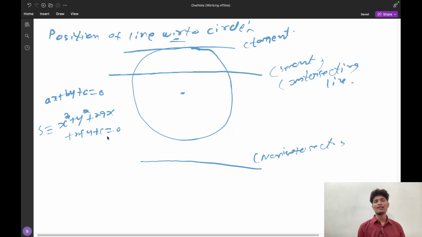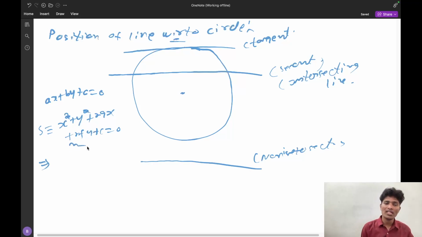In JEE Mains, it has asked that ax square plus ay square, and a circle equation is given. What is the value of a plus b? So a is equal to 1, b is equal to 1. So a plus b is equal to 2. So you have to remember how the circle is formed, that is, a and b will be 1, 1. And x square plus y square plus 2gx plus 2fy plus c is equal to 0 is the circle equation.